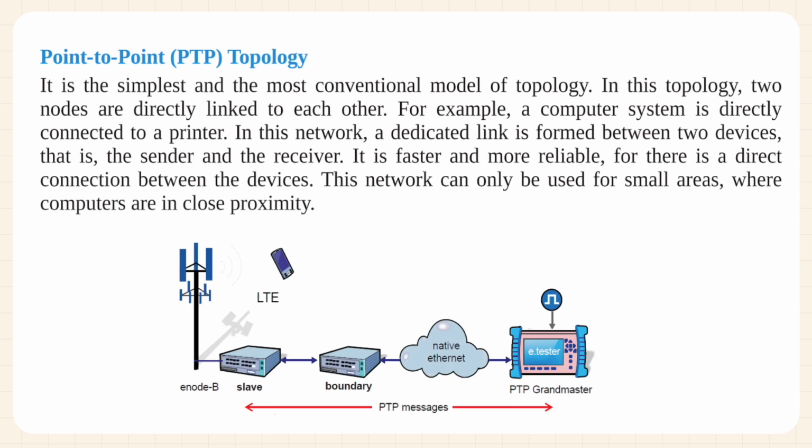Point-to-point, PTP, topology. It is the simplest and the most conventional model of topology. In this topology, two nodes are directly linked to each other. For example, a computer system is directly connected to a printer. In this network, a dedicated link is formed between two devices, that is, the sender and the receiver. It is faster and more reliable, for there is a direct connection between the devices. This network can only be used for small areas where computers are in close proximity.